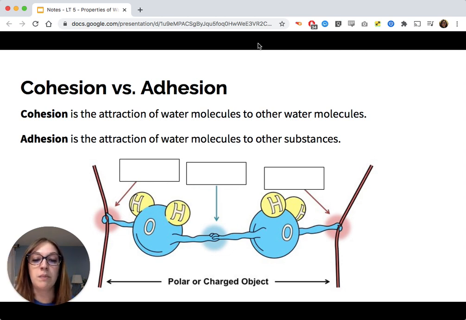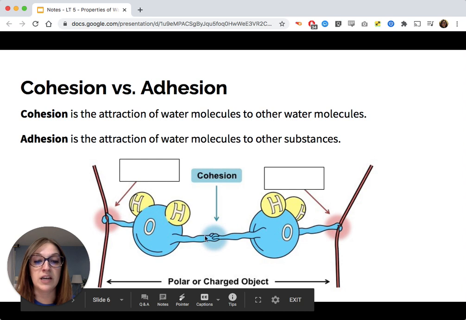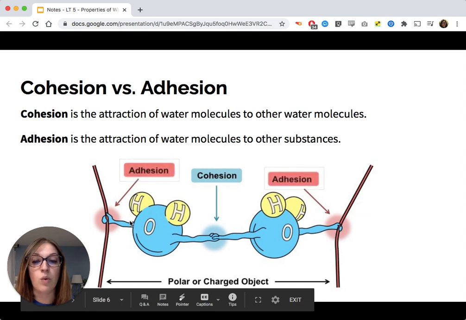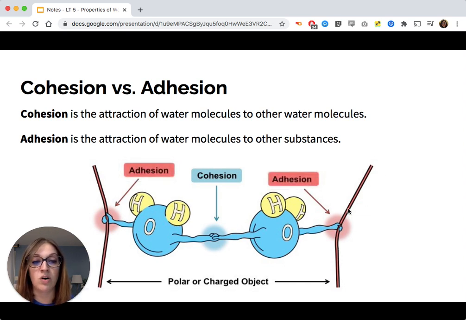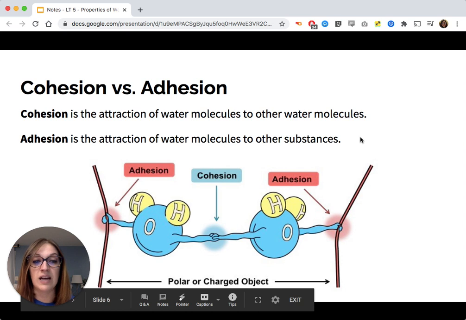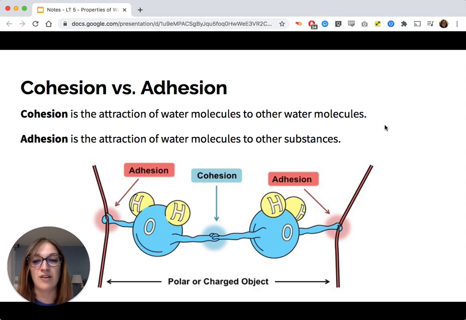So if we take a look at our picture, when we think about cohesion, it's where two water molecules are attracted to each other, which is represented here by them holding hands. And here we see two walls made up of a different type of substance. And so these water molecules holding onto that wall or other substance is adhesion. Please make sure you've labeled your image and also described or defined each term.